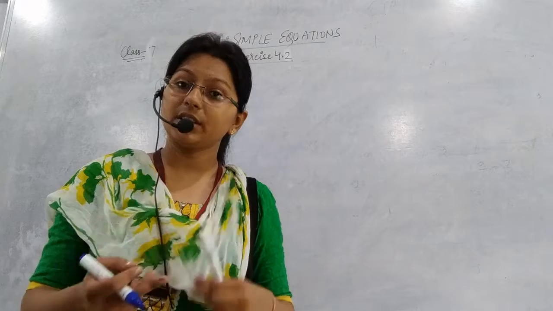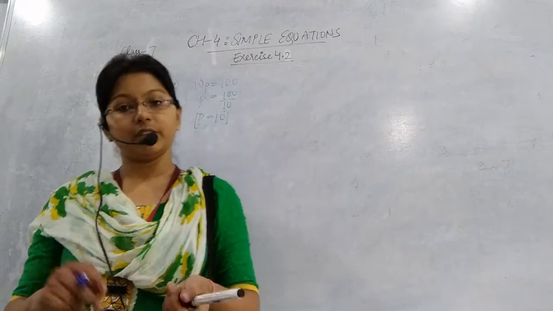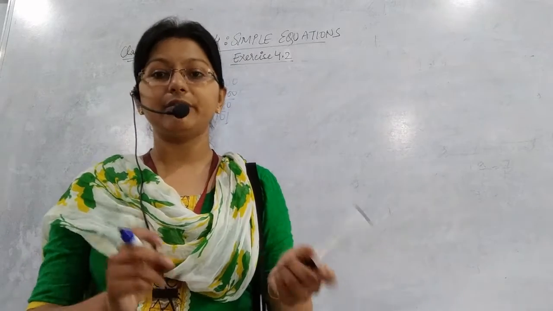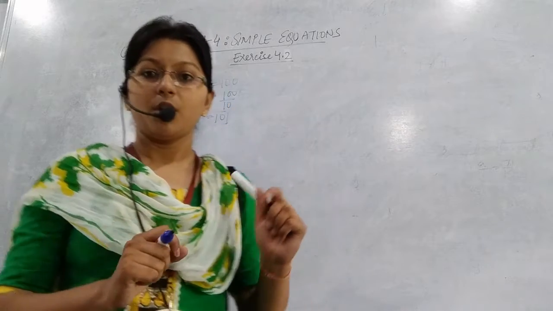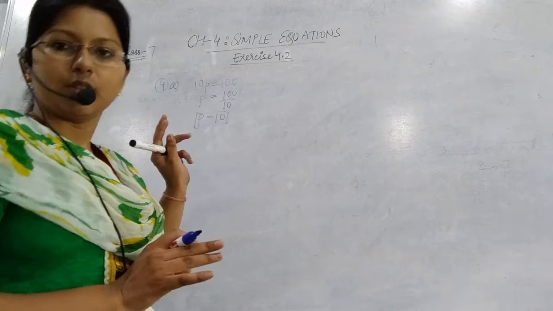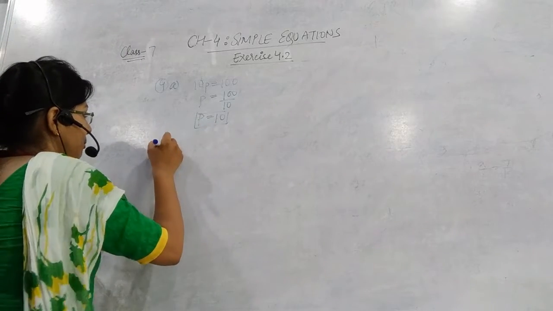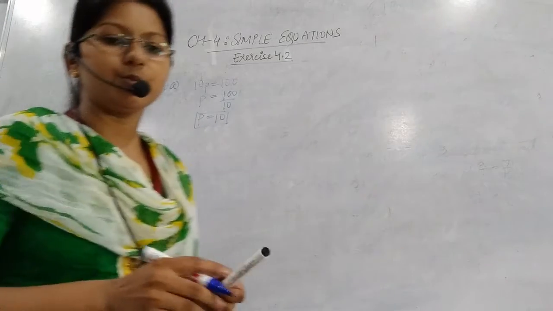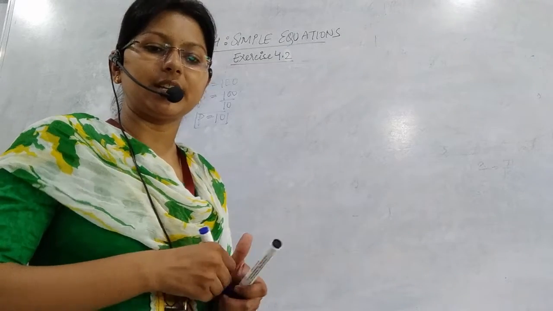If it's written in the question, give steps, then we will use balancing method and we will write the steps also. But in fourth question they are only saying solve the following. तो हम सिंपल सॉल्व कर रहे हैं. p पार्ट अगर आप देखेंगे उसमें क्या है? 10p plus 10 is equal to 100.